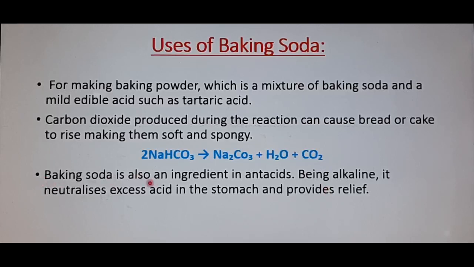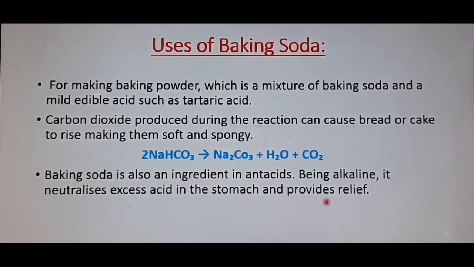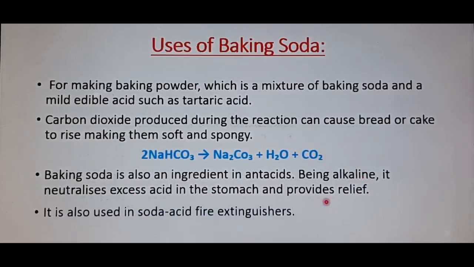Baking soda is also an ingredient in antacids. Antacids we have discussed in the previous video. Antacids are those things which can reduce the effect of acids. So whenever we feel acidity, we eat or drink antacids, because baking soda is alkaline in nature, and it will neutralize excess acid produced in the stomach, which helps give us relief.